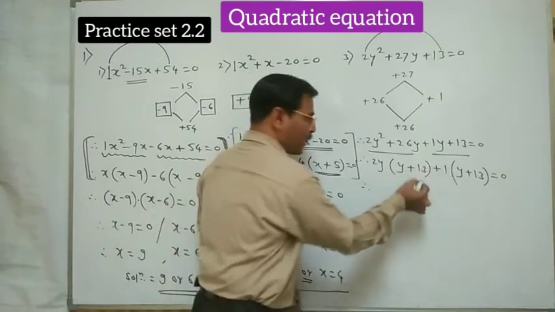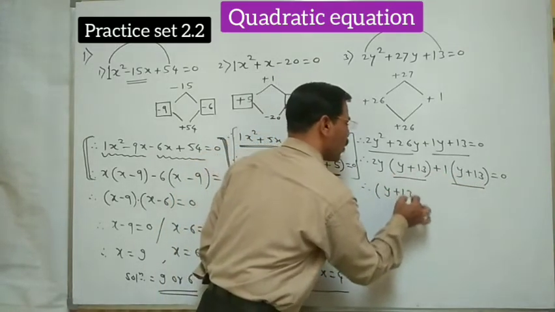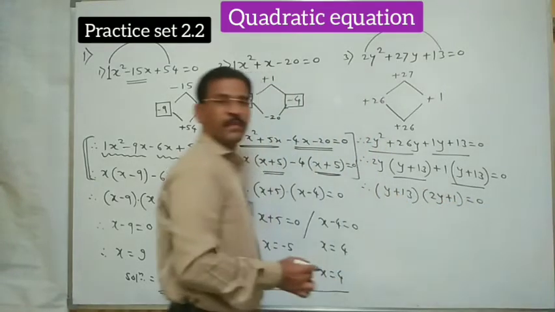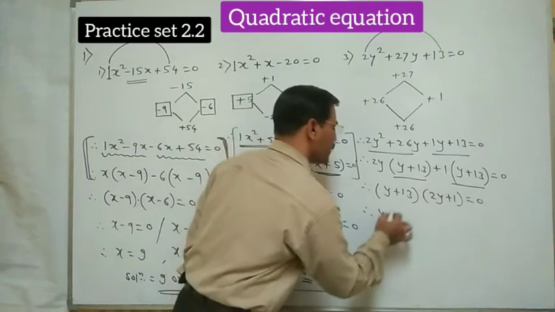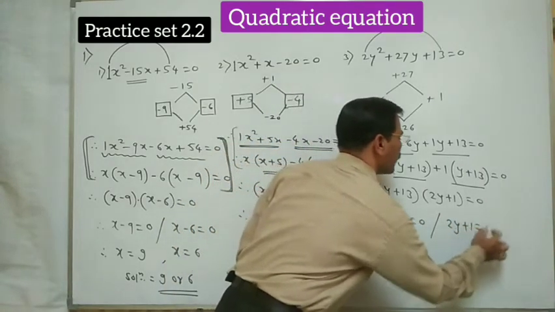Now take that bracket. Look here. This bracket is also the same. Take that y plus 13 common and what remains? 2y plus 1 is equal to 0. Like this. Now take the first term: y plus 13 equal to 0 or 2y plus 1 equal to 0.